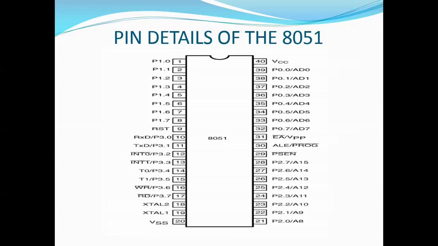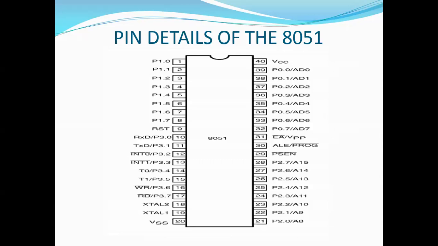That means the total 16-bit address is divided into two parts, lower and higher part. Lower part means A0 to A7. Higher part means A8 to A15. The lower part address and data are multiplexed and given to port 0. The alternative function of port 0 is multiplexed lower part address and data.